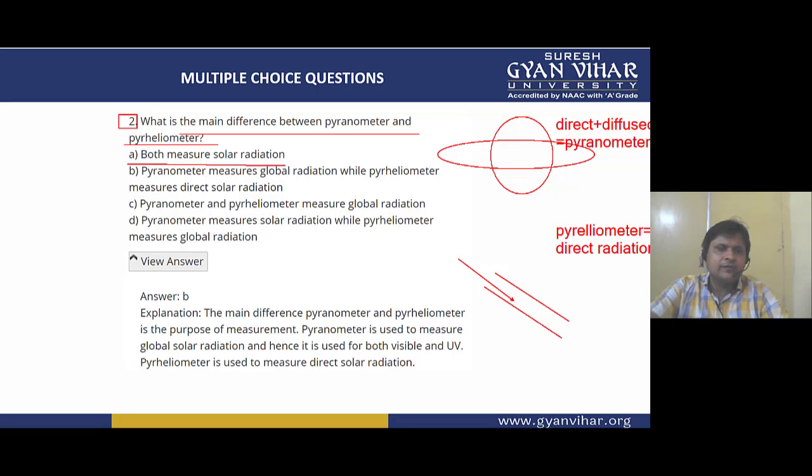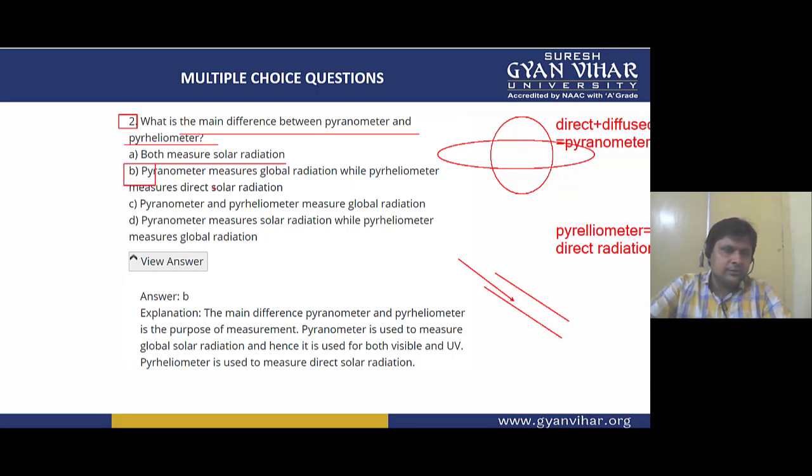Alright, so the options here are, first, the difference between pyranometer and pyrheliometer is that both measure solar radiation. So this is not the difference, both measure solar radiation, that is correct. Pyranometer measures global radiations, while pyrheliometer measures direct solar radiations. Now this is the correct one, as we have discussed. This particular B option is the correct one among A and B.